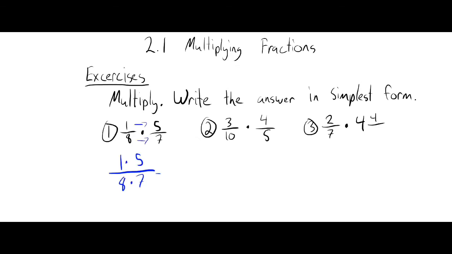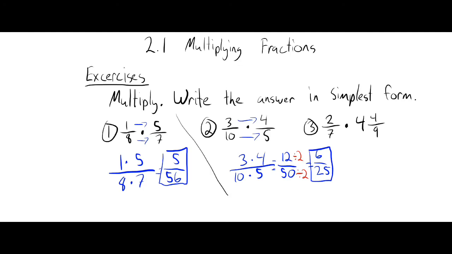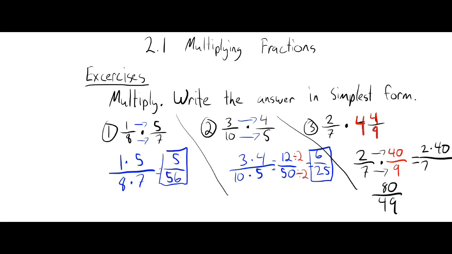So you times the numerator times the numerator and denominator times the denominator is 5/56. Number 2, 3 times 4, 10 times 5. This one can actually be simplified, so you could see that before you multiplied if you want. I did it after I multiplied. It always works. And you see how I added those lines and made it nice and messy? Please do not do that. So we converted 4 4/9 to an improper fraction, and then we multiplied straight across. Then we converted it back to a mixed number. And always draw little 3D cubes at the end if you want.